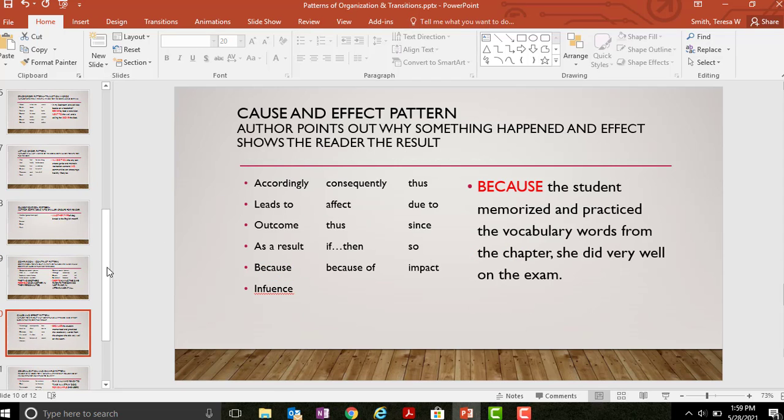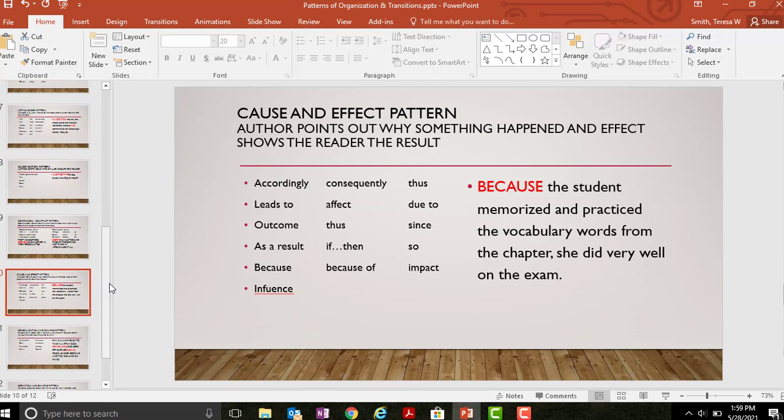The next pattern is cause and effect. Cause and effect, the author will point out why something happened, and the effect will show the reader the result. Again, we've got a list of key words that will signal or alert you to cause and effect pattern.